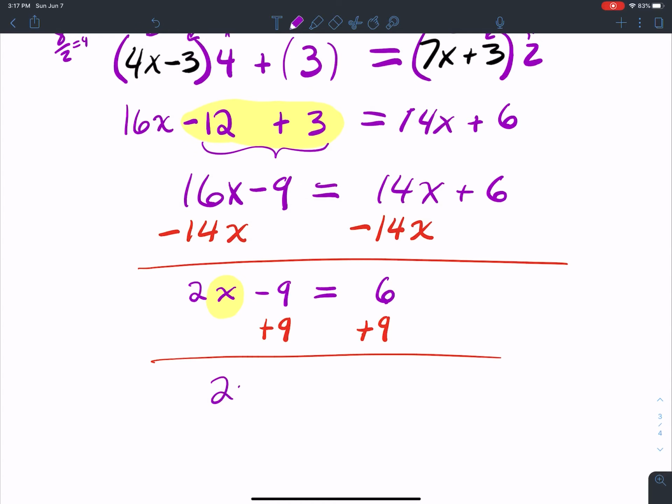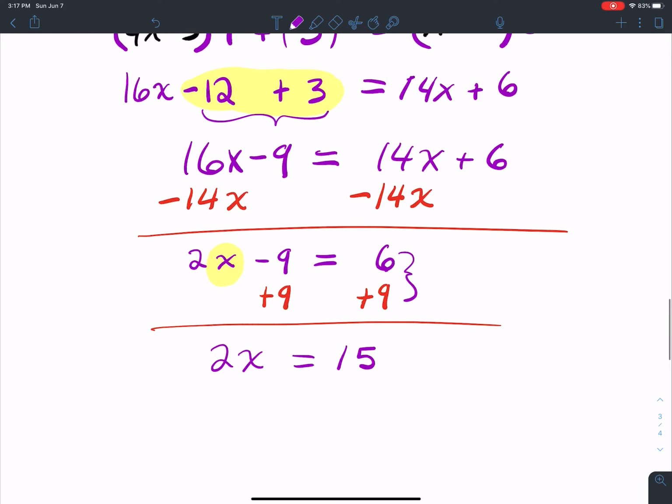I get 2x is equal to, well, what is that? 9 and 6 make 15. All right, so now I'm trying to get x by itself. What is the opposite of multiplication? That is division. So I'm going to divide both sides by 2. And when I divide both sides by 2, the 2's cancel. And so what do I get? I get x equals 15 over 2.